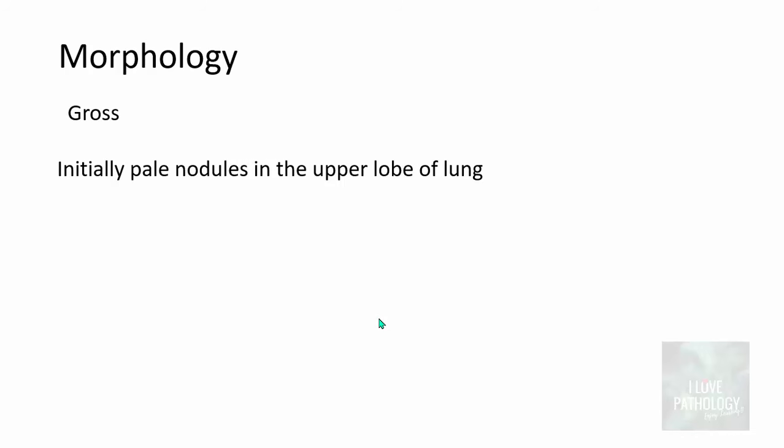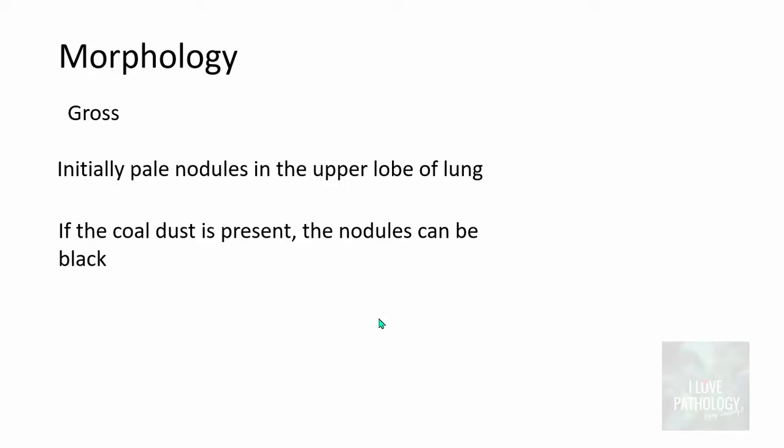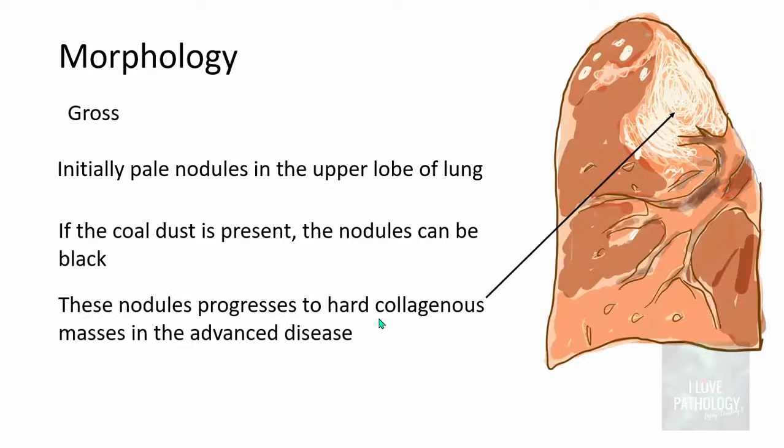That's why it is called eggshell calcification. Morphologically, the gross features include, initially, pale nodules in the upper lobe of the lung. Sometimes these nodules can be pigmented and black in color if coal dust is also present. These smaller nodules progress to form a very large hard collagenous mass in the advanced stage of silicosis. So initially it will be in the form of pale smaller nodules, and finally at the end stage you find a hard collagenous mass.